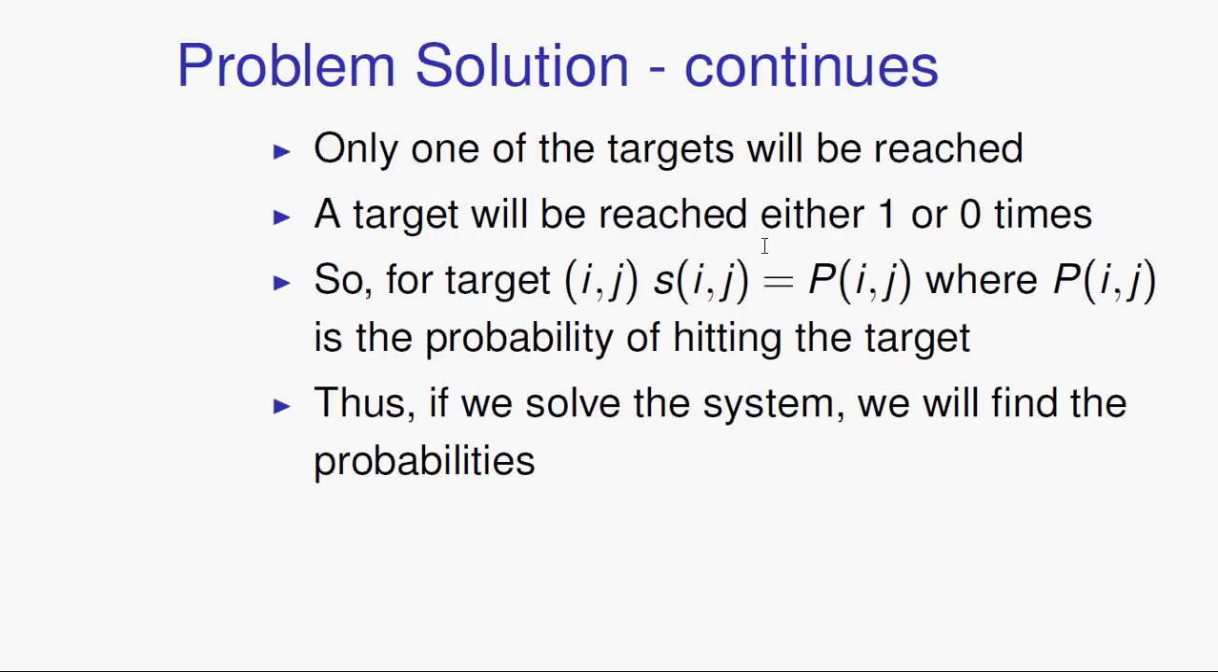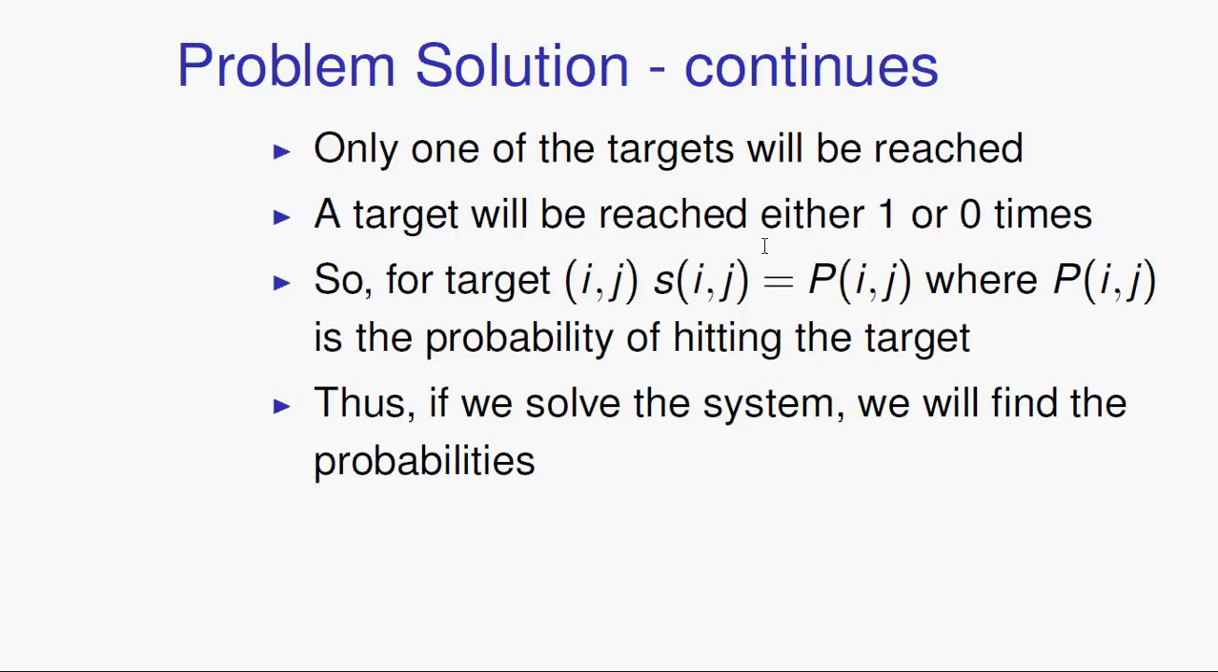And so each target will be reached either one time, if this is the final target that the ball reaches, or 0 times if the ball never comes into this target. So for each target, if it is in square ij, S of ij is equal to P of ij, where P of ij is the probability of hitting this target. And why is that? Because P of ij is the probability that the ball comes to this target. And when the ball comes to this target, it stays there.